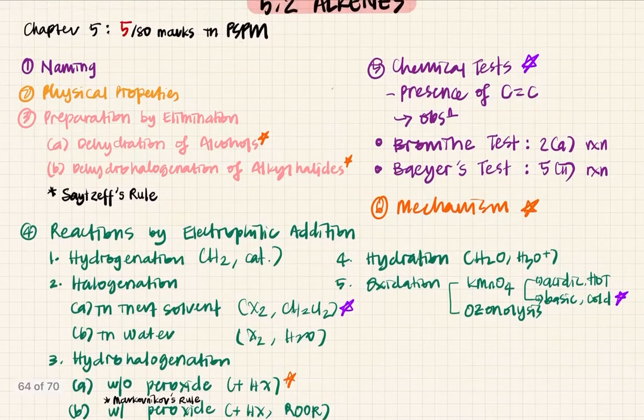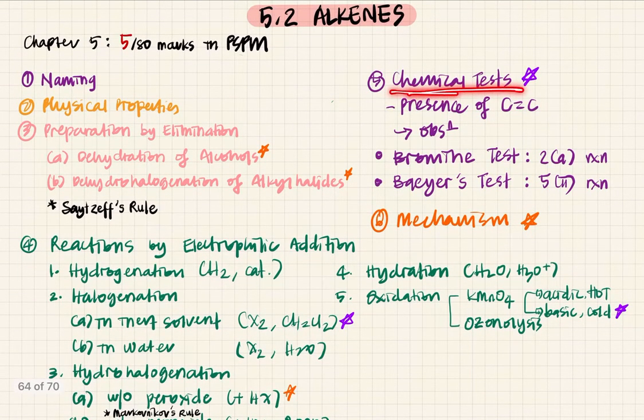Okay, and then you have chemical test. This is also important. They might ask you chemical tests in order to determine whether your reactant has a carbon-carbon double bond, or whether your product has a carbon-carbon double bond. Okay, so here you have the bromine test and Baeyer's test. For the chemical test right here, the ones in purple, I have starred them. So this reaction is the bromine test, and this reaction here is the Baeyer's test. Sorry, not this one. This oxidation reaction here is the Baeyer's test.